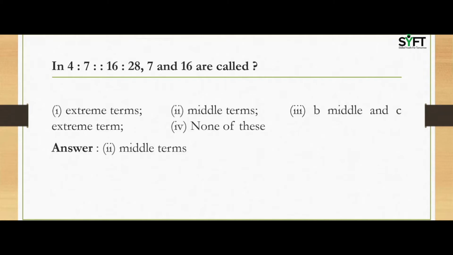This is a basic question: in 4 is to 7 is to 16 is to 28, 7 and 16 are called extreme terms, middle terms, or none of these. So here 7 and 16 are middle terms.